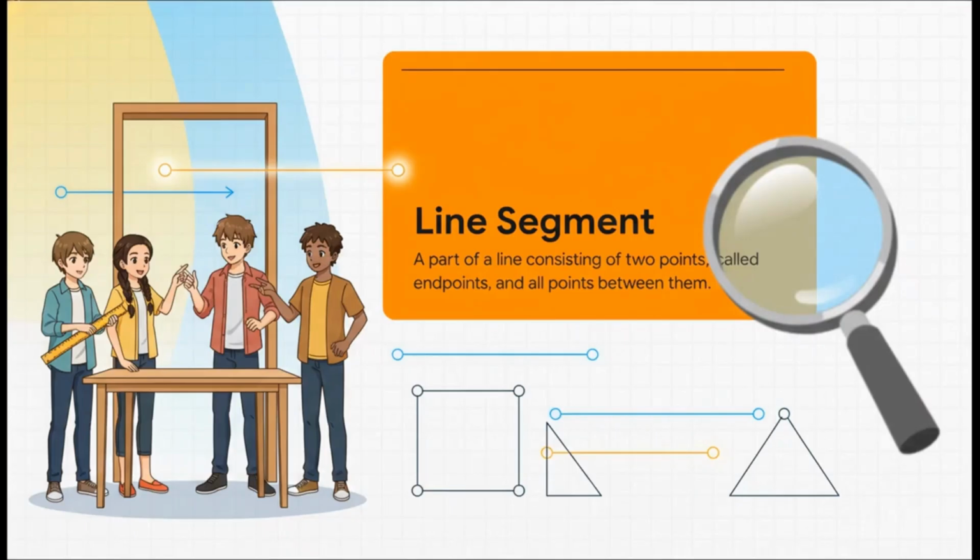Okay, so an infinite line is a cool idea, right? But you can't really build anything with it. You need something that actually starts and stops. And that's where the line segment comes into play. Just picture taking that infinite line and just snipping out a piece of it. Now you've got something you can actually use. It's got a start and a finish, and we call those the endpoints.